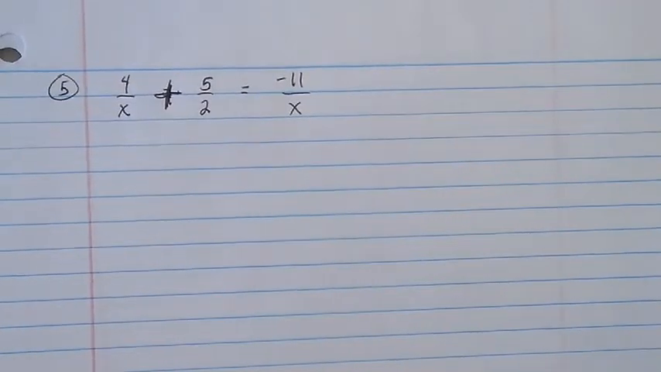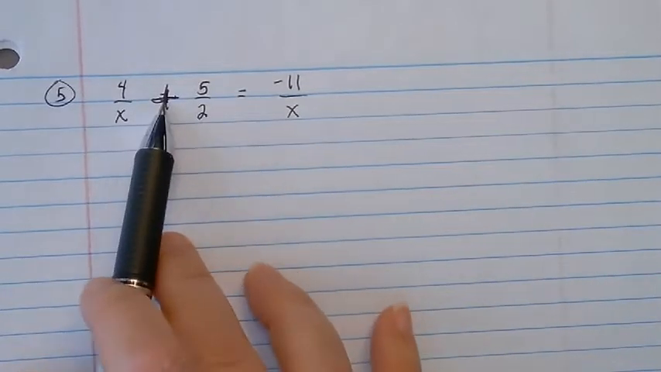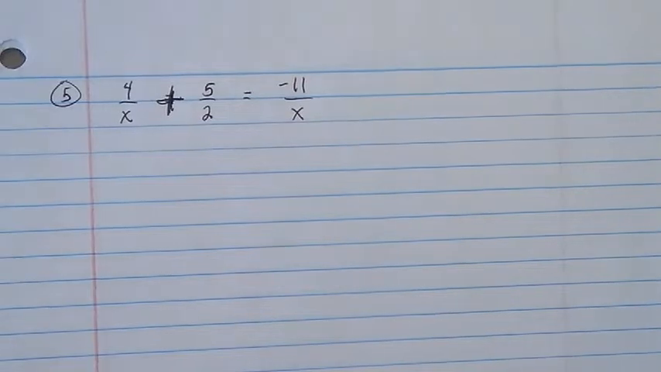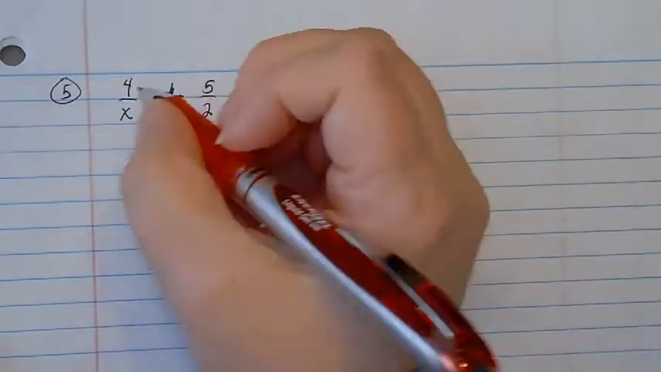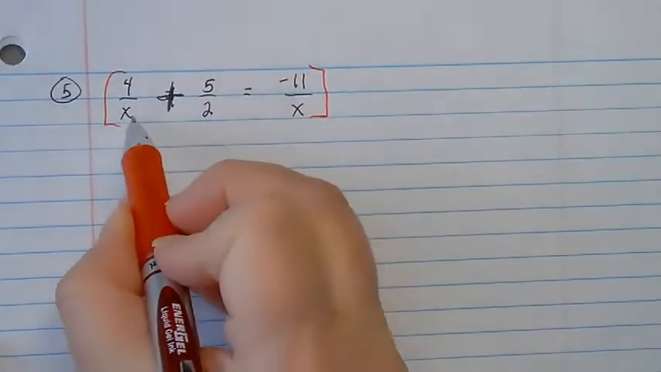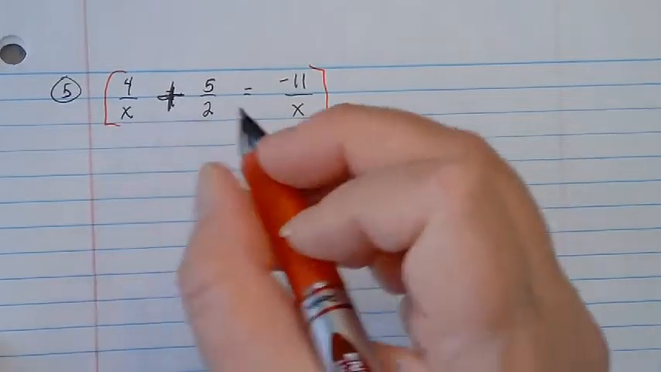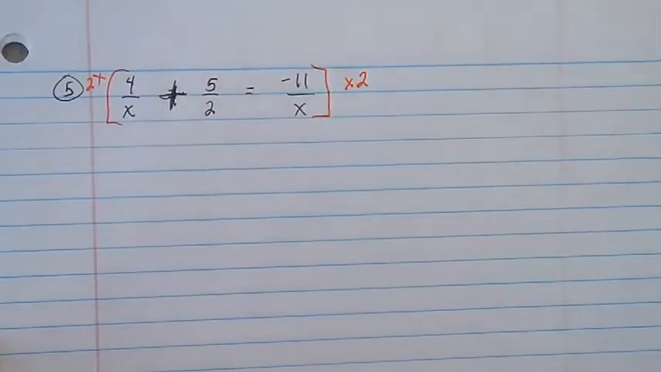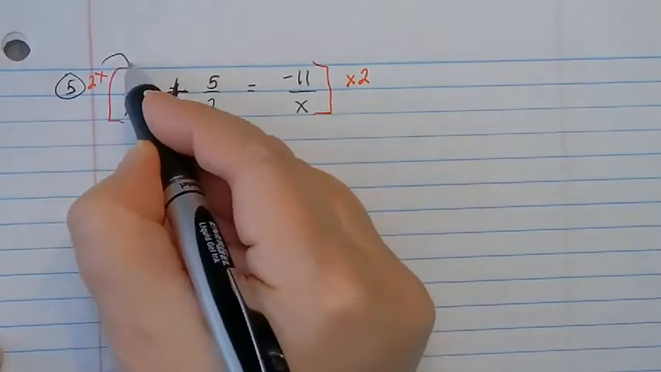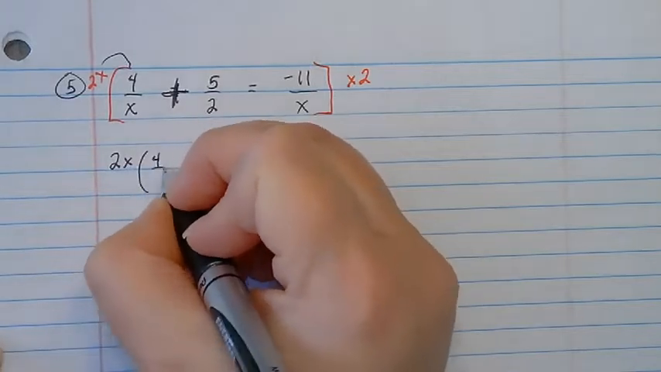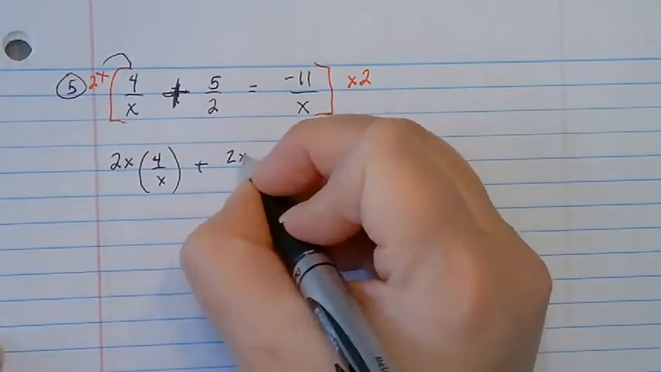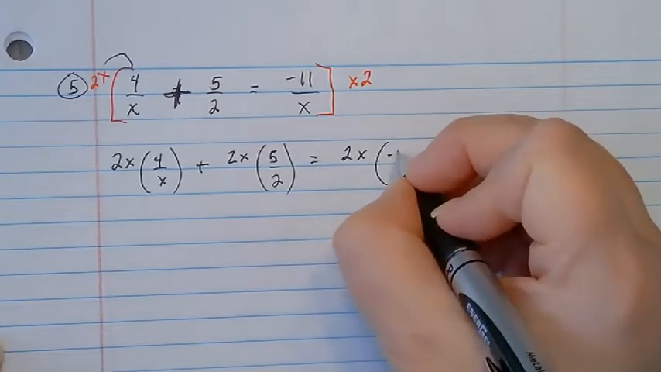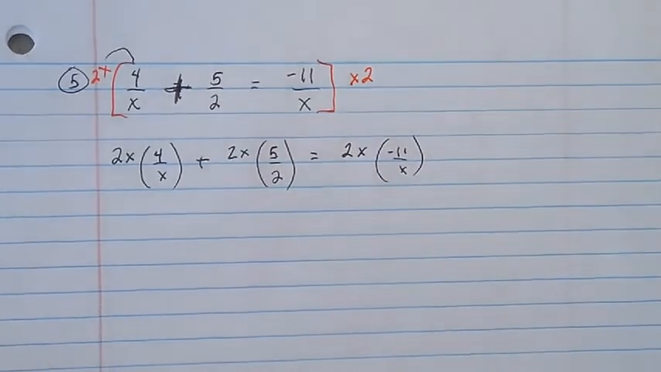I'm going to have to do one of two things. Either get a common denominator or just get rid of everything on the bottom of this fraction. So what I'm going to do is multiply both sides of this equation by something that will get rid of the denominator. What would get rid of the denominator is multiplying by an x and a 2. So I'm going to do that to both sides. So when I multiply here, I have 2x times 4 over x plus 2x times 5 halves equals 2x times negative 11 over x. And I'm going to show you a shortcut in just a moment.